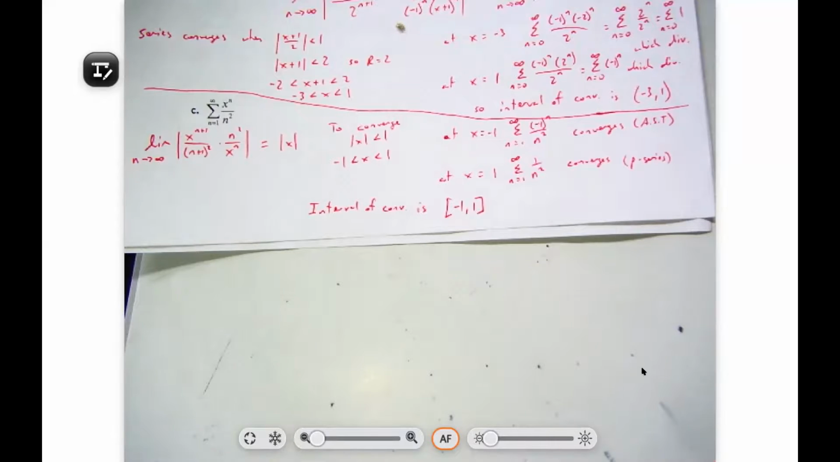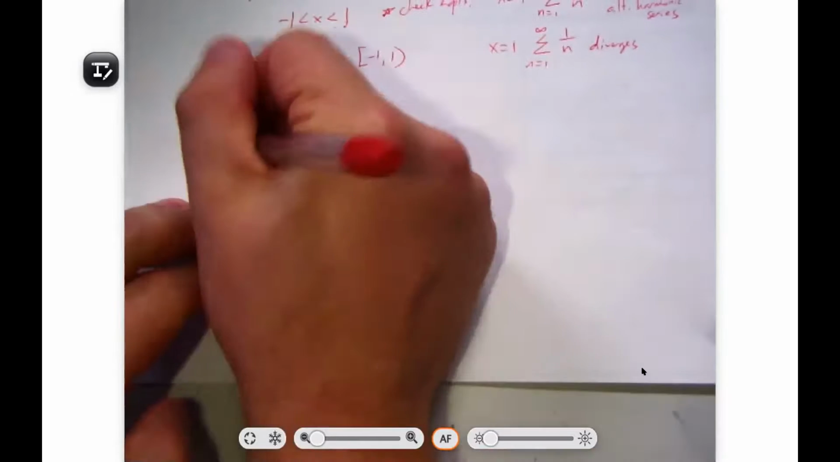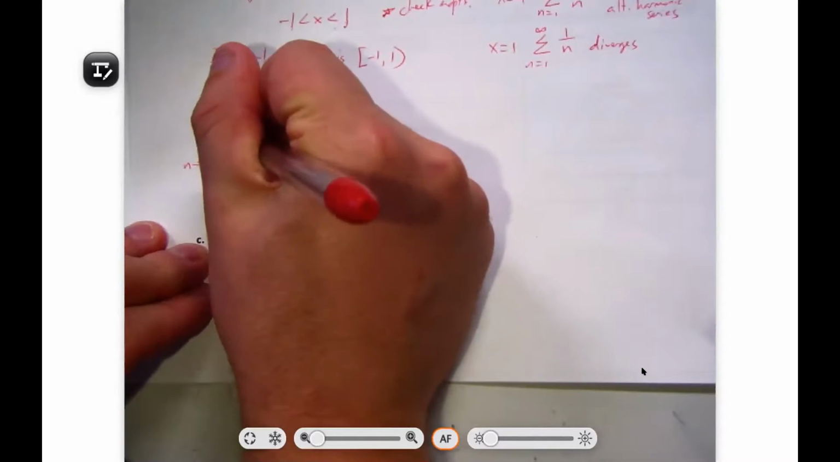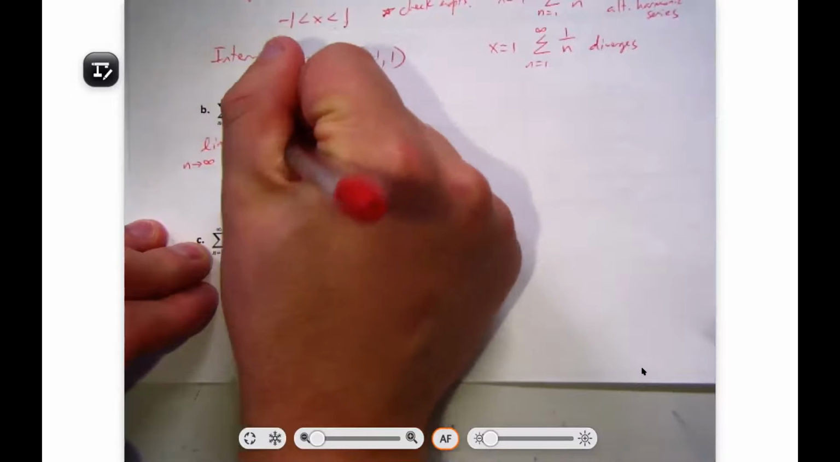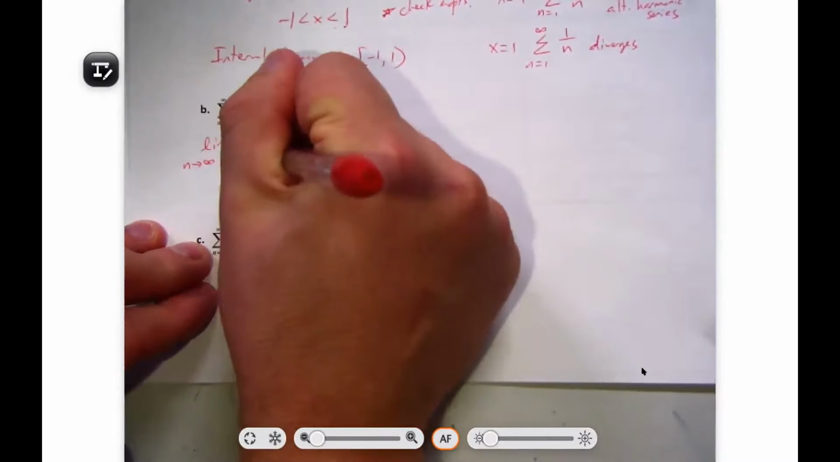The next one's fairly tough, so I wanted to do that one for you guys. So our last one. All right, last one. So we're gonna start it the same way, but some of the manipulations within the problem get kind of fun. All right, so we have the limit as n goes to infinity of the absolute value of -1 to the n plus 1 times x plus 1 to the n plus 1 over 2 to the n plus 1.